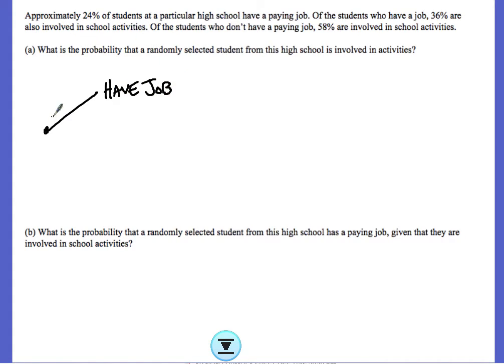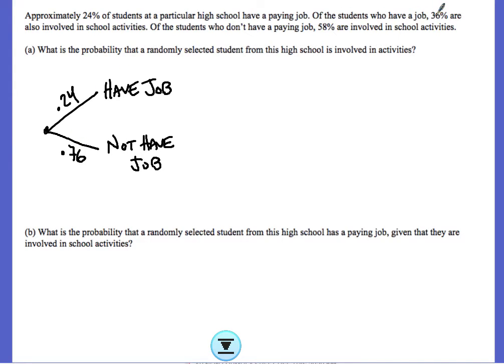And that was 24%, so 0.24. But I might not have a job. Well, if 24% have a job, then 76% would not have a job. Just do 1 minus 0.24, you'll get 0.76.